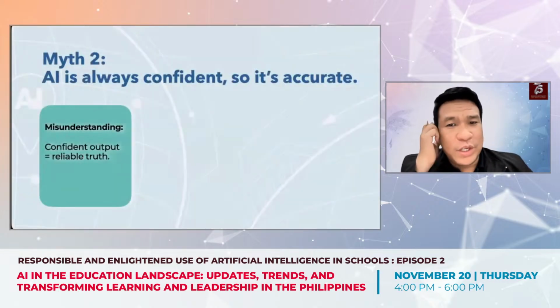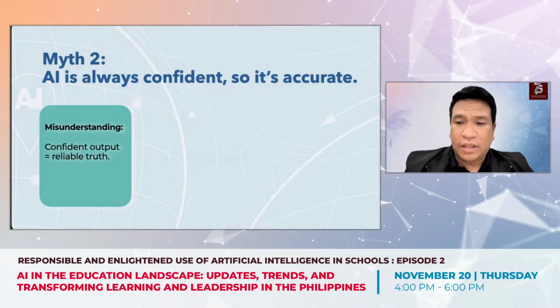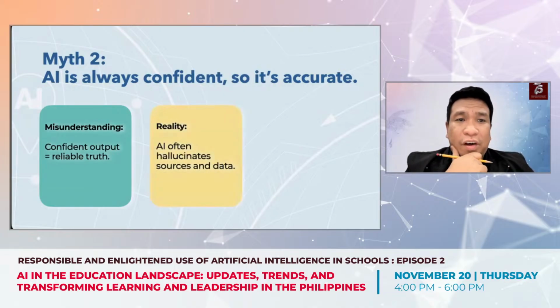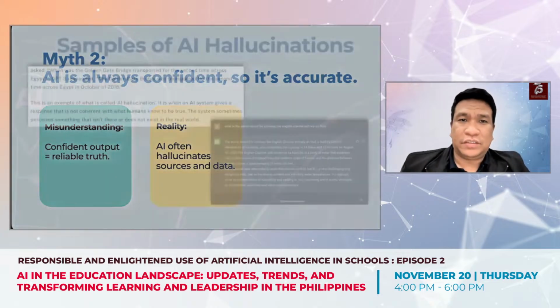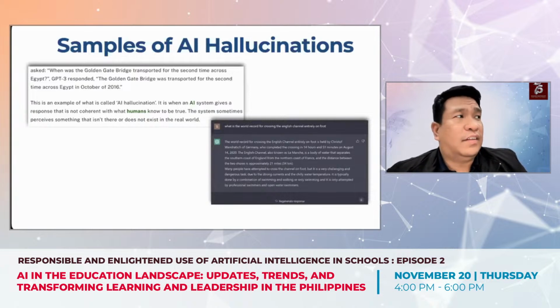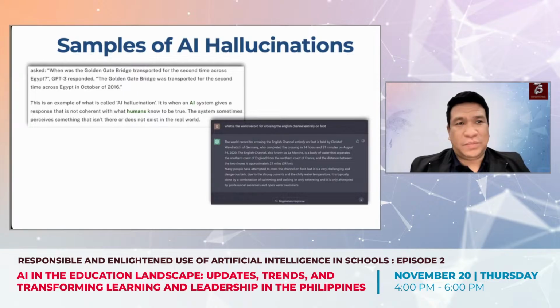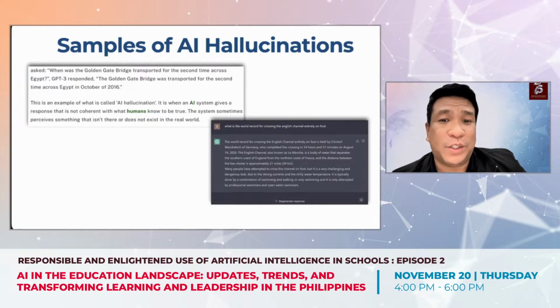So ano yung myth dito? Yung we understand that confident output is equal to reliable truth. But in reality, AI often hallucinates sources and data. So ano ba yung hallucination? Okay. This is an example of hallucination. When the AI generated content is not reflective of what's happening in reality. If you look at this example now, they asked ChatGPT, version 3 of ChatGPT, when was the Golden Gate Bridge transported for the second time across Egypt?